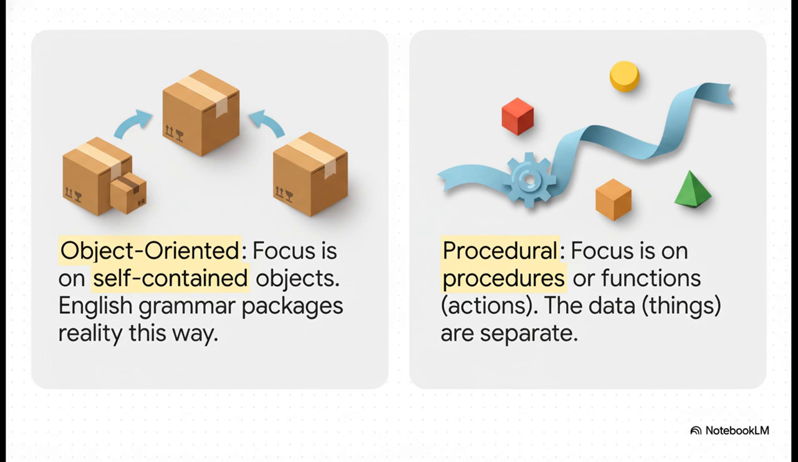A really cool way to think about this is with a computer science analogy. English grammar works a lot like object-oriented programming. It packages reality into these neat, tidy, self-contained objects, or nouns, and the whole program is just about how those objects interact with each other. The object always comes first.